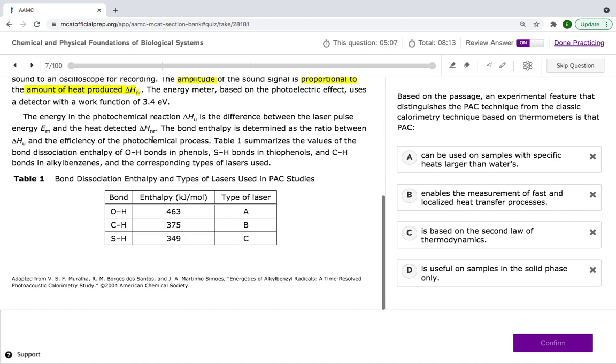Table 1 summarizes the values of the bond dissociation enthalpy of OH bonds in phenols, SH bonds in thiophenols, and CH bonds in alkyl benzenes, and the corresponding types of lasers used. And they give us a table here.